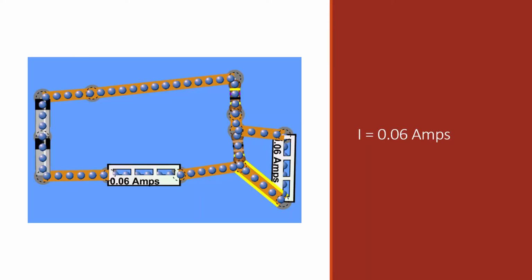Here I replace the voltmeter with an ammeter in parallel with the 100 ohm resistor. The current through both ammeters reads 0.06 amperes, meaning that the current no longer passes through the 100 ohm resistor.